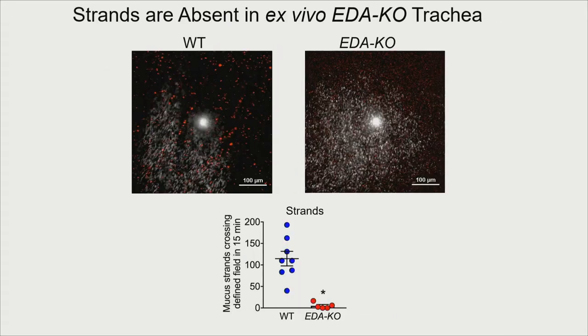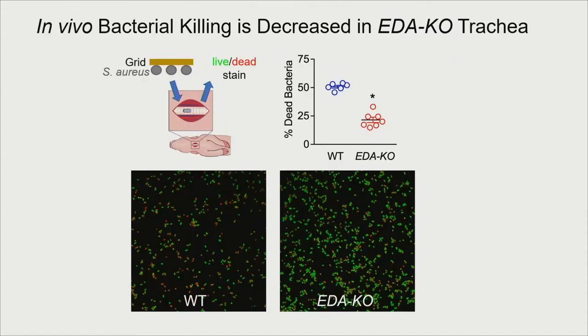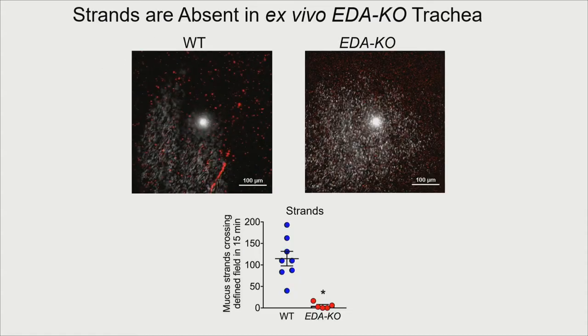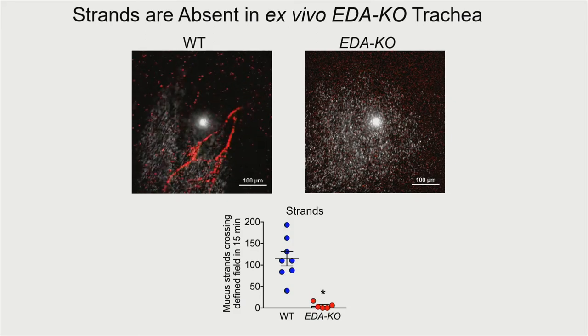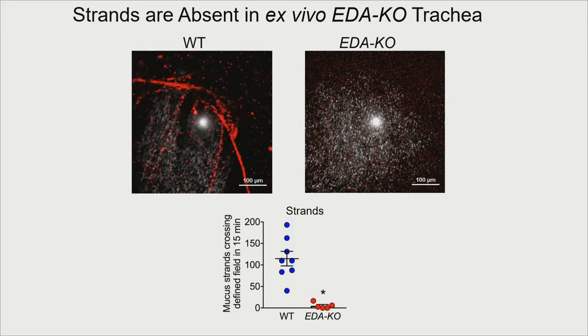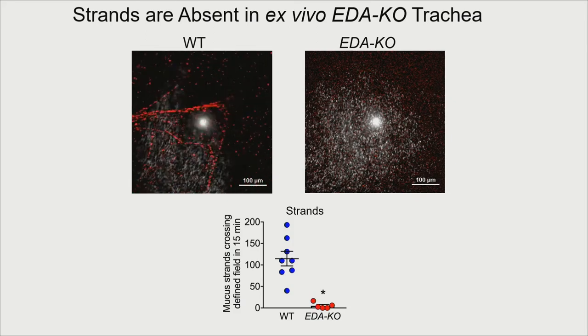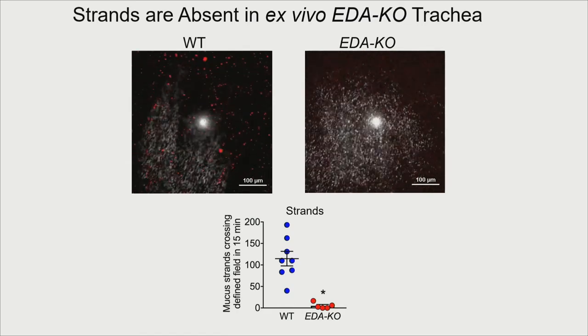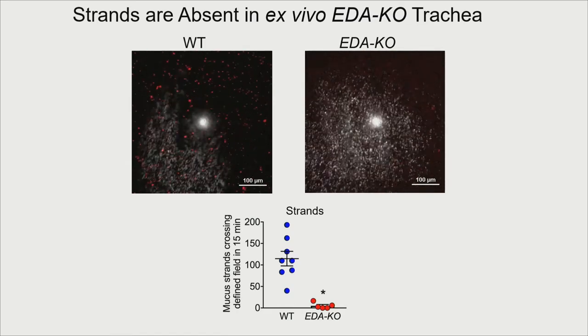So strands are also absent in EDA knockout trachea ex vivo. Again, these are studies from Tony Fisher. If we pin out the trachea and submerge it in a bath of red fluorescent beads, then what you will see is strands moving over the area, sweeping over it like a windshield washer in the wild type on the left. But in the EDA knockout on the right, you don't see those strands.